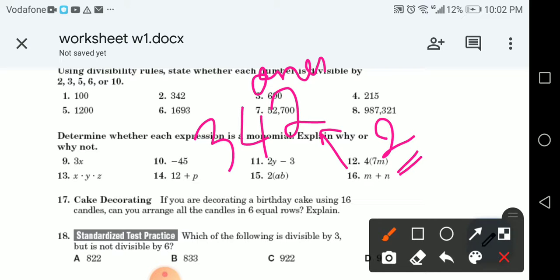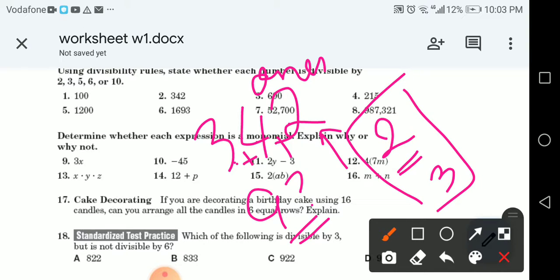Then I will add the digits together: 3 plus 4 plus 2. 3 plus 4 gives me 7, 7 plus 2 gives me 9. And I ask myself, is 9 divisible by 3 or not? Yes, it's divisible by 3. So the whole number is divisible by 2 and 3.